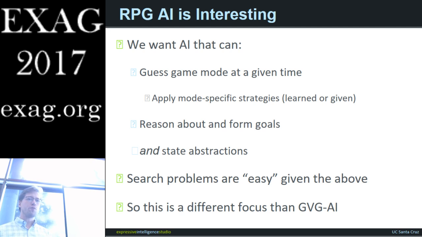The goal for us is to have some AI system that can figure out the mode it's in at a given time and apply some mode-specific strategies, which are either given in advance or learned, and ideally reason about and form these kinds of goals, and reason about and form state abstractions. Of course, this is the hard part. If you have all that, the actual search problems are quite easy. If you look at a walkthrough of a role-playing game, no problem, right? Just follow the steps and you're good. So it's focusing on a different part of the AI problem than the GVG AI stuff, I believe.